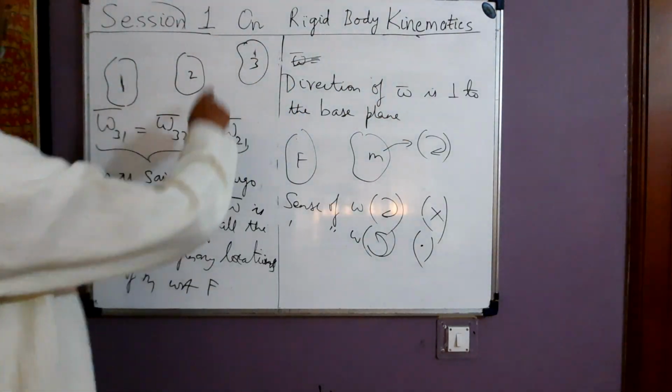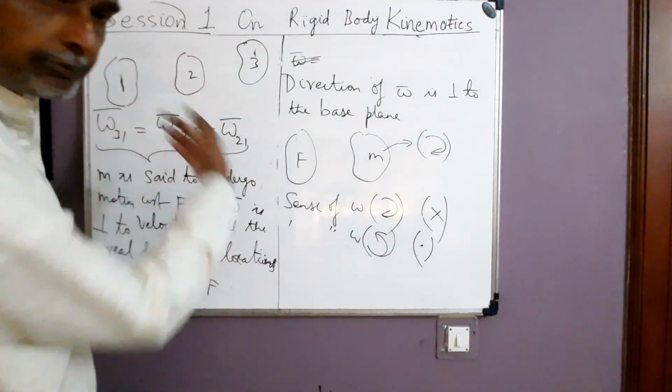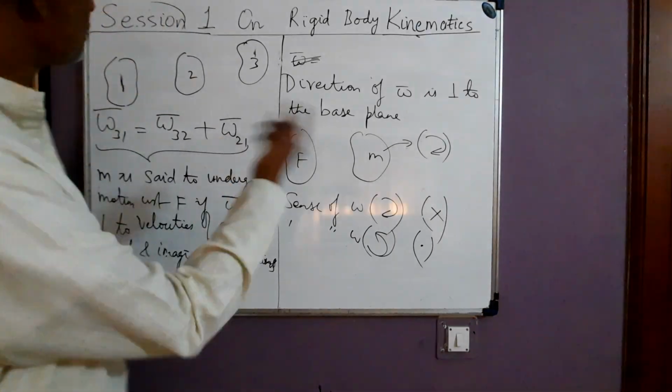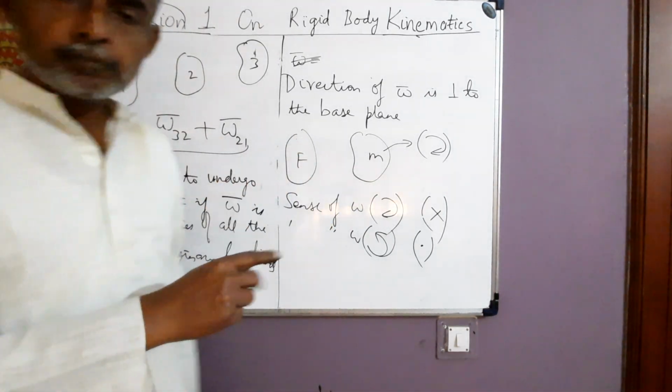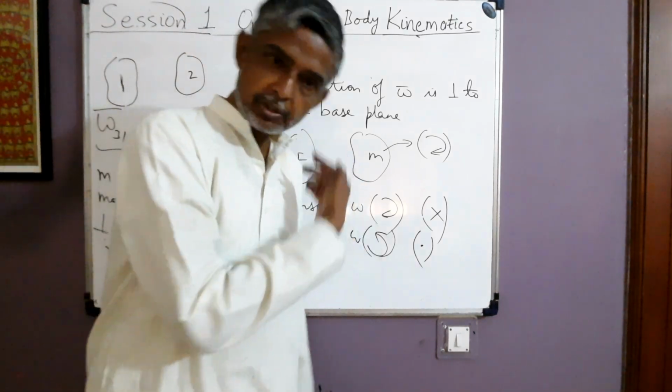Okay. This is the first session on the rigid body kinematics. This I fully explained. Now in second session on this rigid body kinematics, I'll take up the angular velocity calculation by 2 different methods. Okay. So I close it here. Alright. Fine.